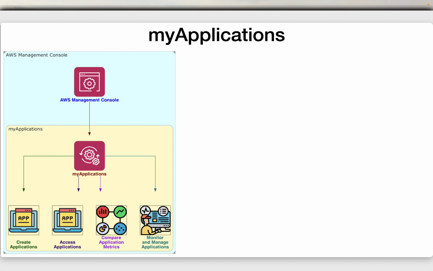Next feature is My Applications. My Applications is an extension of AWS Management Console that helps users manage and monitor the cost, health, security posture and performance of their applications on AWS. It provides a centralized view of all applications in an account, key metrics across all applications, and overview of cost, security and operations metrics and insights from multiple service consoles.